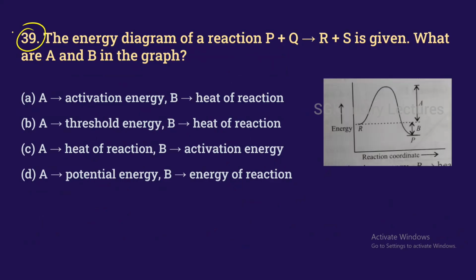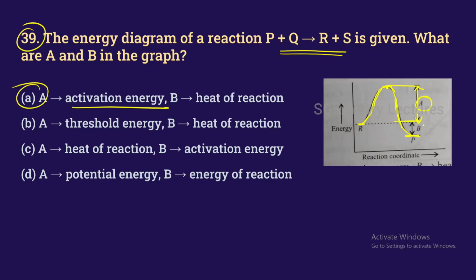Next, question number 39. The energy diagram of a reaction P plus Q gives R plus S is given. What are A and B in the graph? So this is again very simple. See here, the reactants gain energy and form the activated complex. Now the activated complex loses energy and forms the product. So this particular energy from the reactant to form the activated complex, this energy A, is the activation energy. So we have only one option with the activation energy.